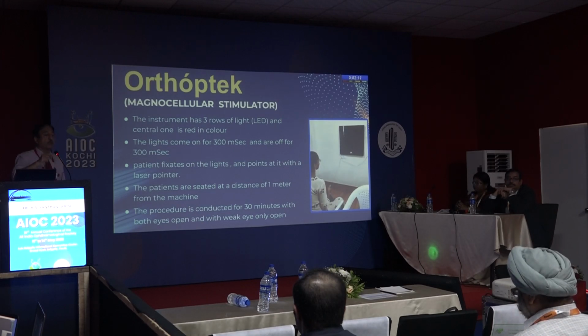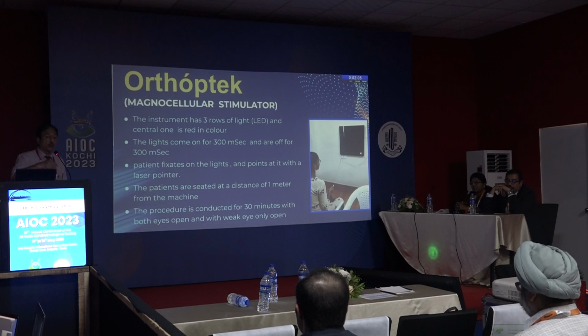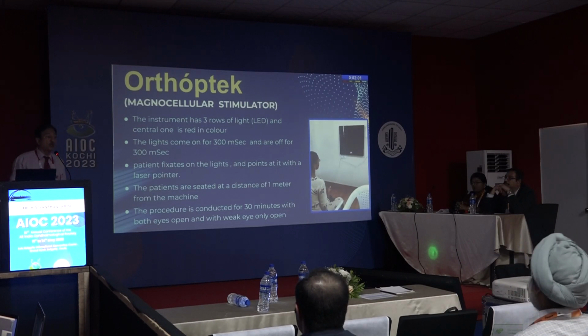This machine treats amblyopia in the majority of children in less than 15 days. In younger children, 4 or 5 years old, if you use it in amblyopia, in 4 days the amblyopia disappears. Whereas up to 55 years I have treated amblyopia and it does respond.